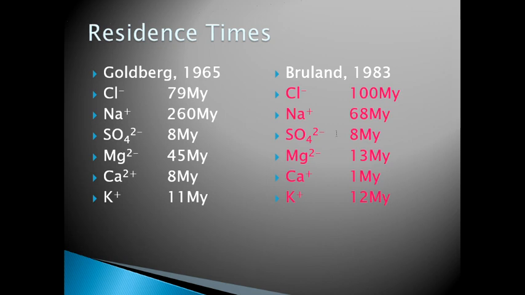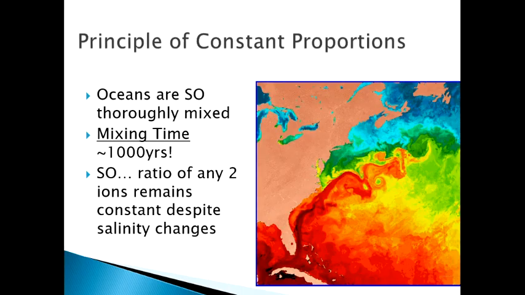Sodium and chlorine, again, greatly dwarf, even more so from this estimate, the rest of these. This explains why there's so much chlorine and sodium in the oceans. There is another concept that you need to understand, a couple of them. First of all, the oceans are so thoroughly mixed that they have a mixing time of about 1,000 years.